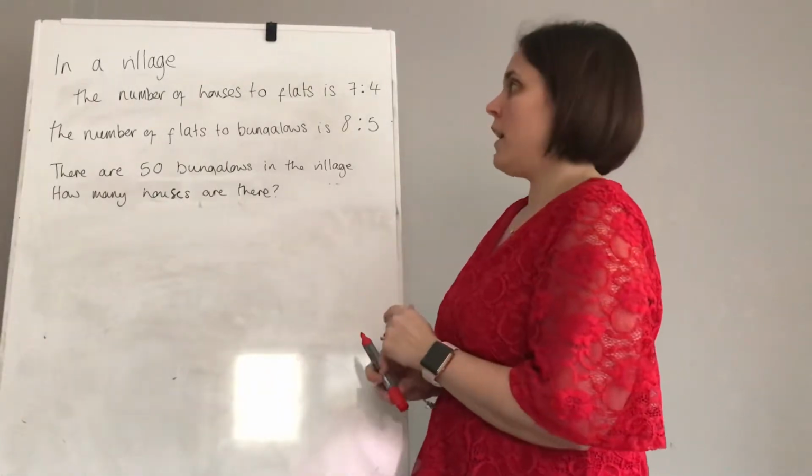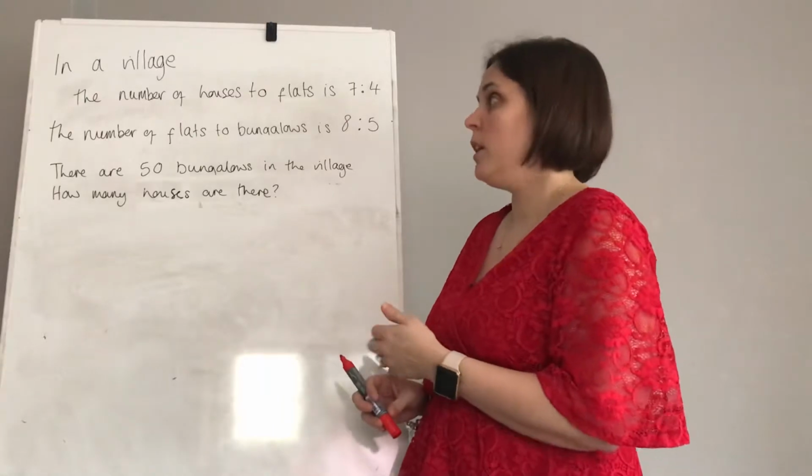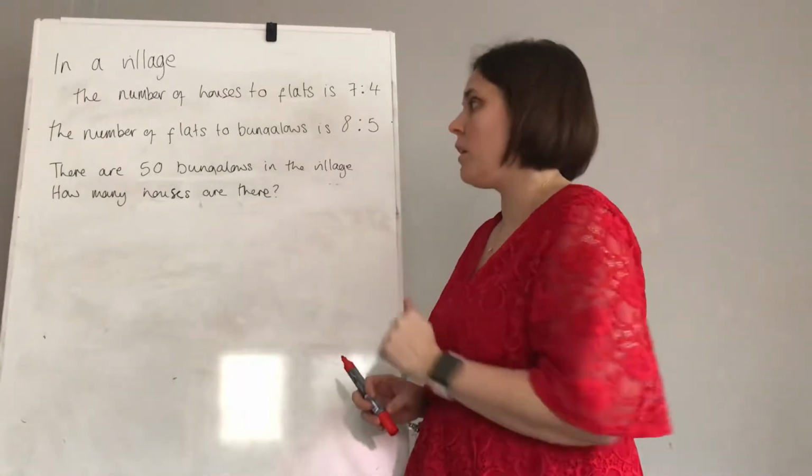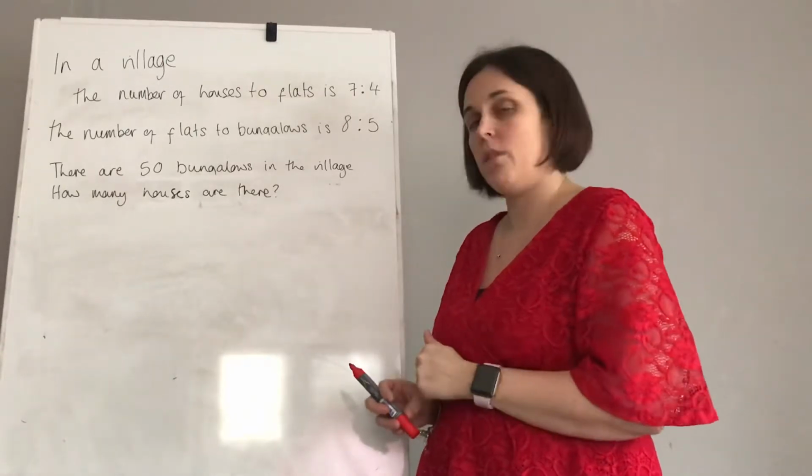In a village, the number of houses to the number of flats is 7 to 4. The number of flats to the number of bungalows is 8 to 5. There are 50 bungalows in the village. How many houses are there?